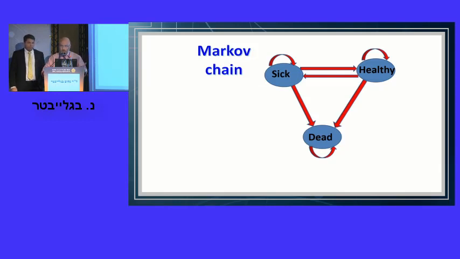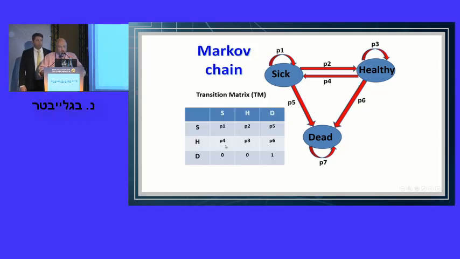I'll show you an example later on, but the simple model is that somebody is sick, you do something, he can be healthy, he can stay sick, and when he's healthy, he can become sick again, and of course, you can die. Now, you have the probabilities of every one of these transitions. You have your transition matrix, and of course, from dead to become healthy is zero, unless you're Jesus Christ, and dead to stay dead, the probability is 1.